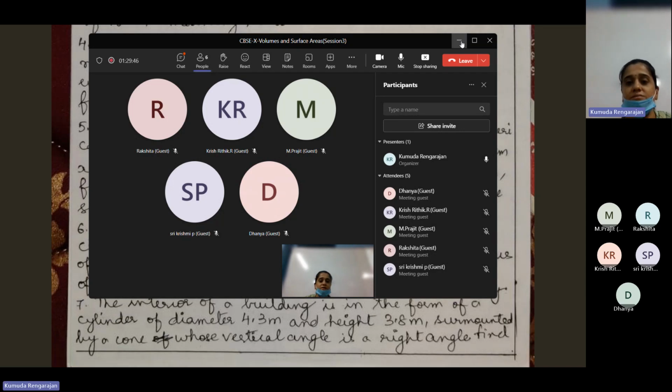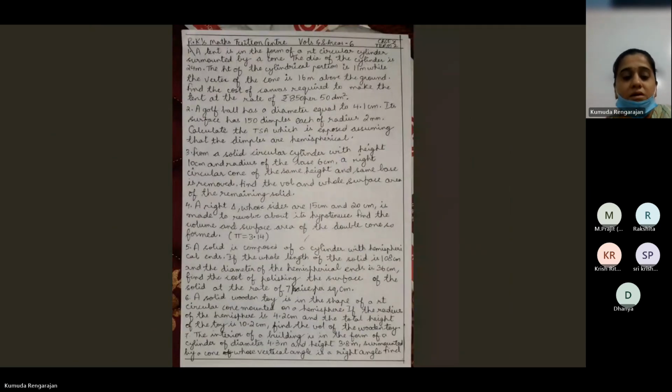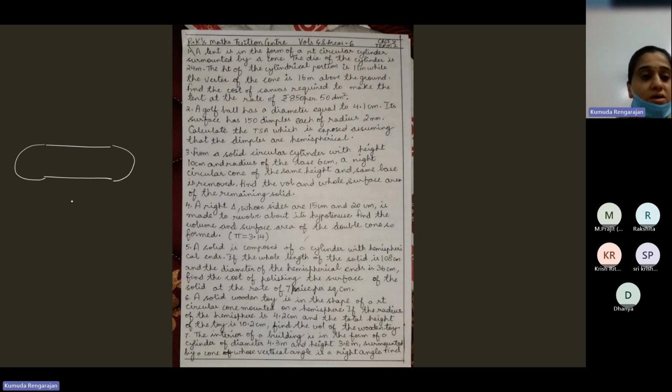Let's have a look at that. So a solid is composed of a cylinder with hemispherical ends. Now the length of the solid is 108 centimeters. Is it given as height here? Okay, so the length of the solid is 108 centimeters.